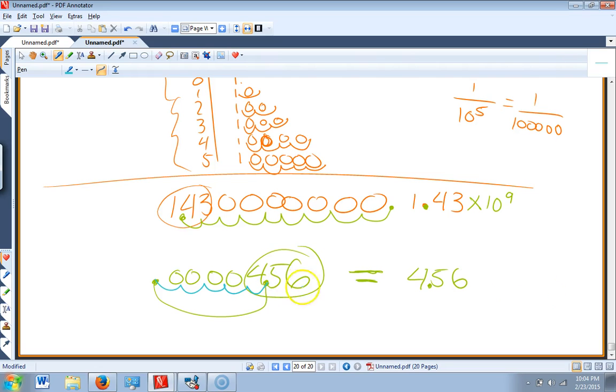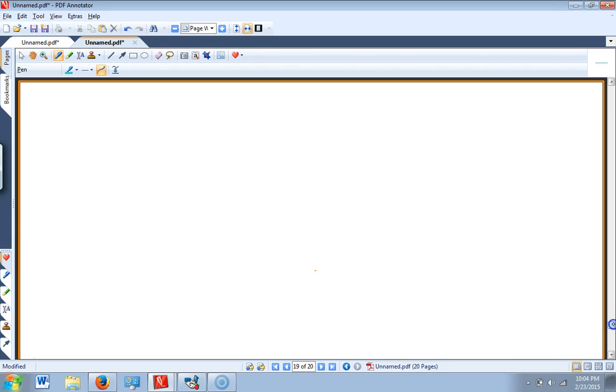Now, note, this number is less than 1. So that means we have to have a negative exponent on 10. And that negative exponent has to be negative 5 because we counted 5 spaces. 1, 2, 3, 4, 5. All right. So 4.56 times 10 to the negative 5th. So obviously, we just have a bunch of counting that we have to do, right?